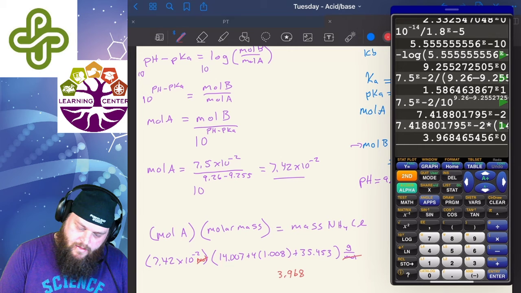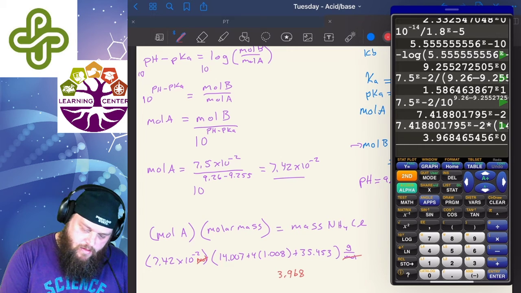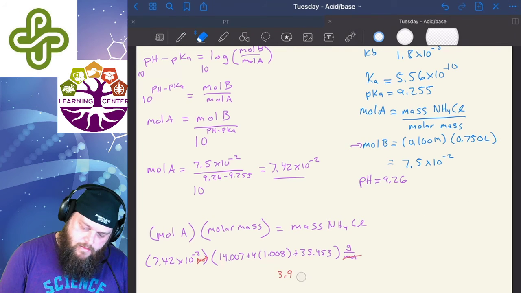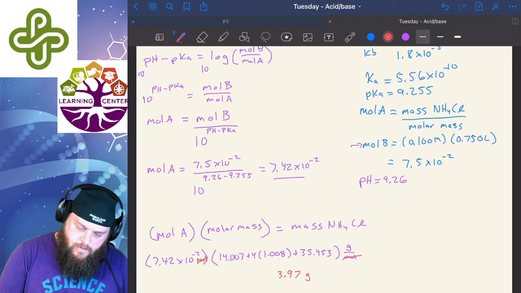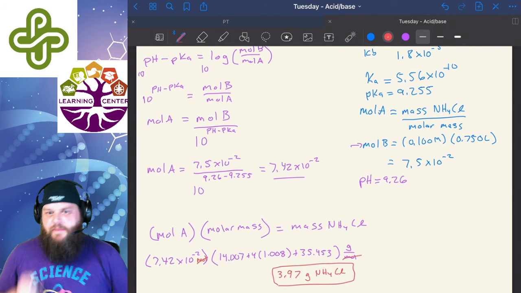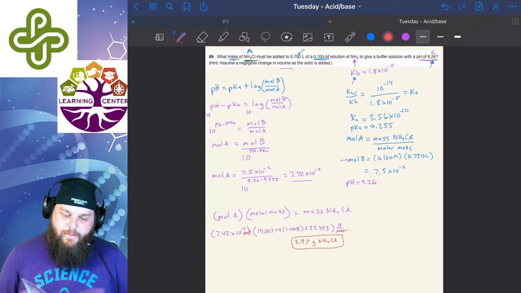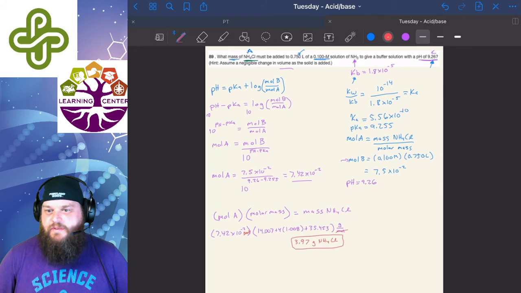3.968. I want to round to 2 or 3 sig figs. So that should be 97 times 10. Oh, no, 97 grams NH4Cl. Excuse me. So that's the mass of that ammonium chloride that we need to add to get that pH of 9.26 exactly.